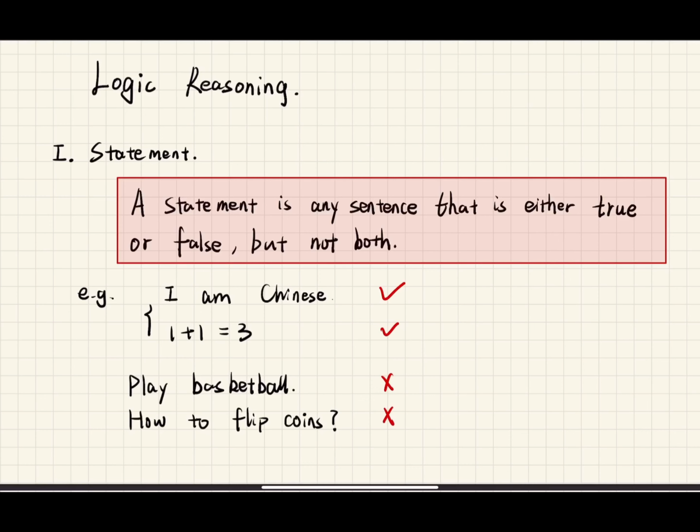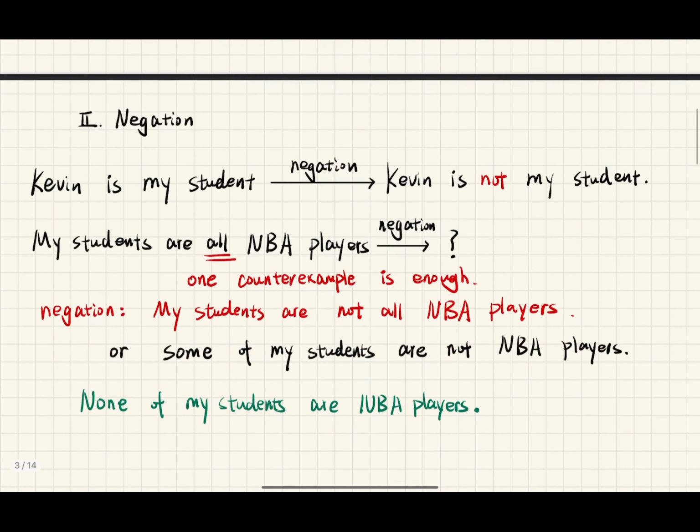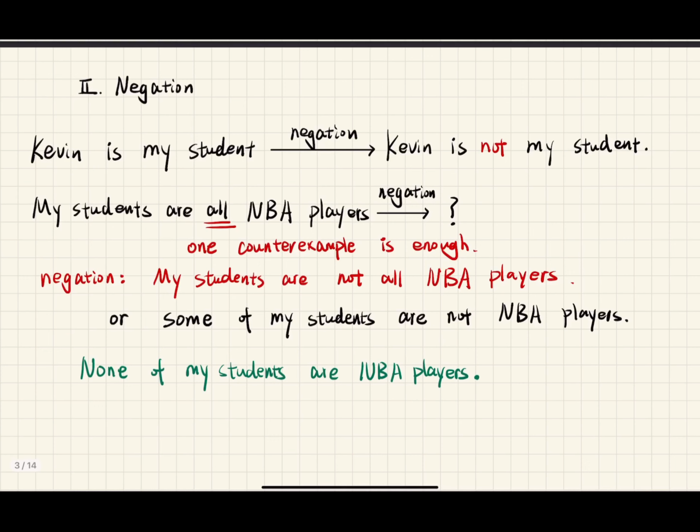Since we already know what a statement is, we're going to learn how to write down its negation. For example, Kevin is my student, right? Actually, Kevin is my best friend. The negation is: Kevin is not my student. That is pretty simple, it's too easy, right?